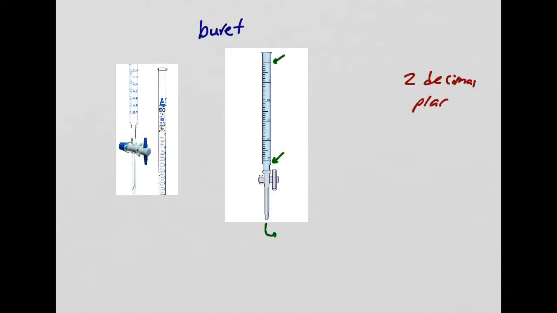I need you to remember this. So if I measure 10 ml, that means I had 10.00 ml. So 2 decimal places. All right, let's go over this again.